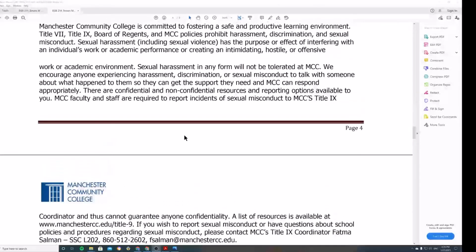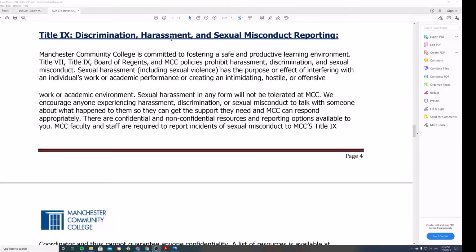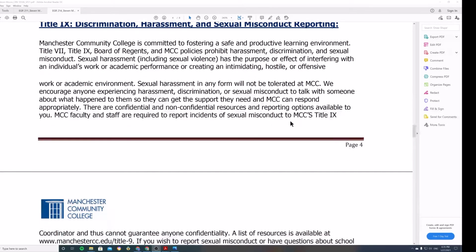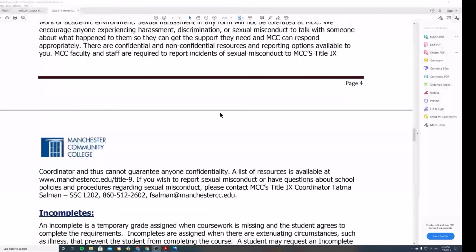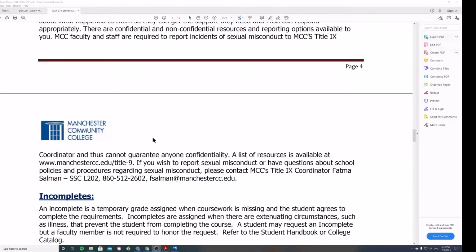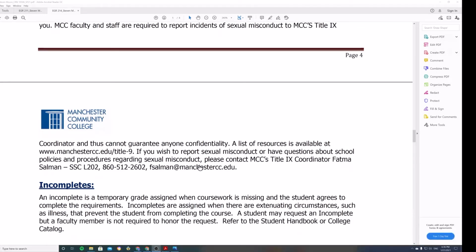All right. Discrimination, harassment, sexual misconduct reporting. We have a Title IX officer on campus, so if you have any problem related to these issues, it's Dr. Fatma Salman, who's also our academic dean, so you can contact her if you do have an issue.